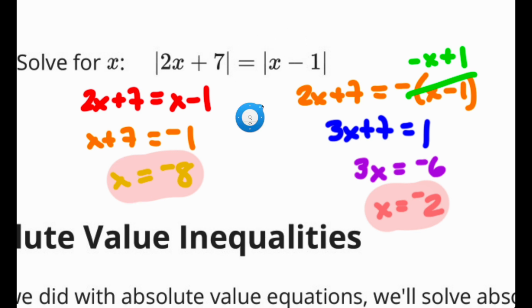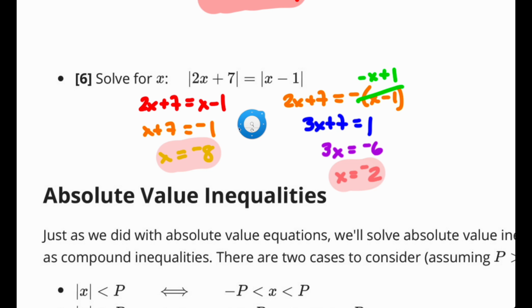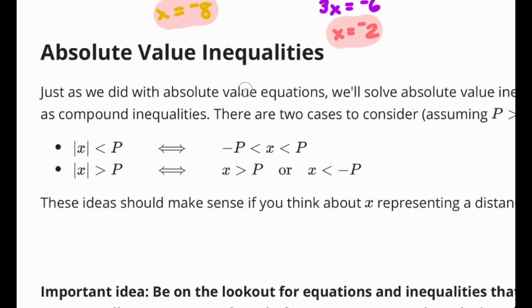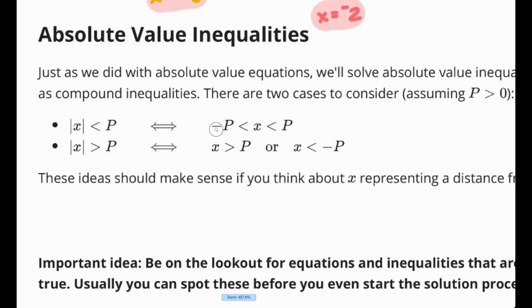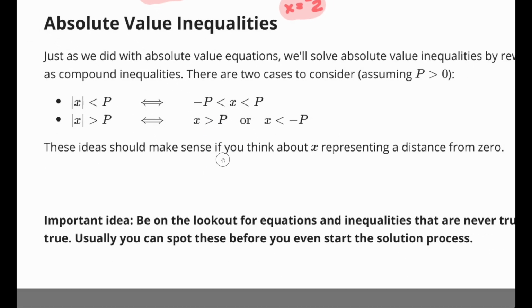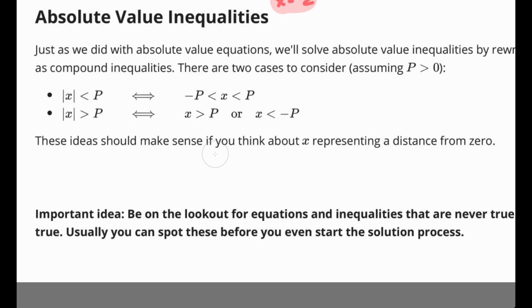So that is our last equations example for absolute value, where we are now going to move into the absolute value inequalities solving section of this. And it's the same kind of thing where you have to worry about a positive version and a negative version. Only with inequalities, it's a little bit different just because instead of equal signs, we have inequality symbols, less than, greater than, and so on.